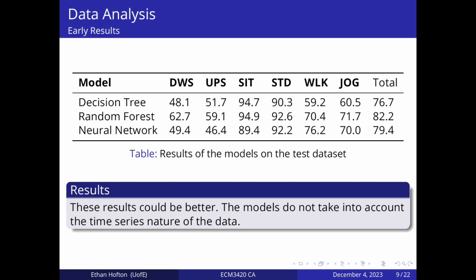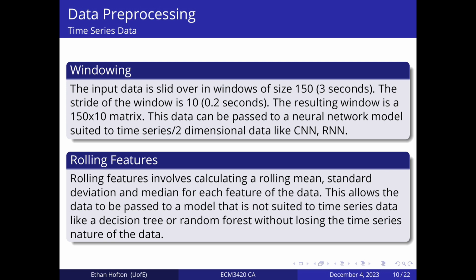Activities like standing and sitting are stationary and do not require additional time series information to be classified. However, activities like walking and jogging are not stationary and require the time series information in order to be classified. How can we encode the time series information into our models? In order to add this information to our models, we can use 2 methods.